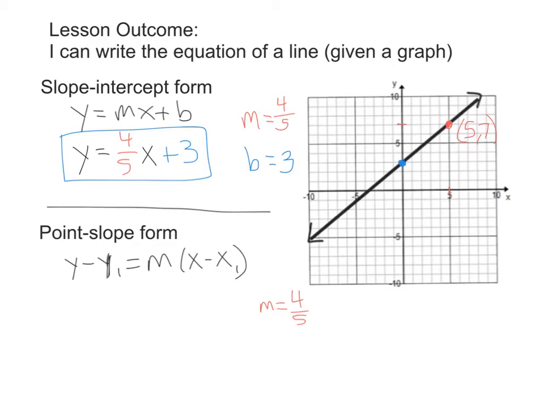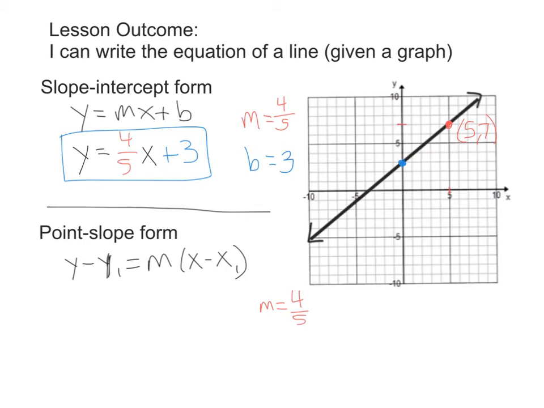Now here's the thing with point-slope form. My answer might be different from everybody else's answer in the class, because if we all pick a different point on the line, we will all have a different equation. But each and every one of those equations would be graphed with the exact same line. So that's okay. So there's multiple answers for these questions.